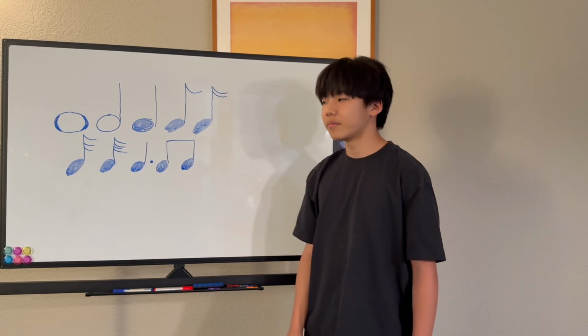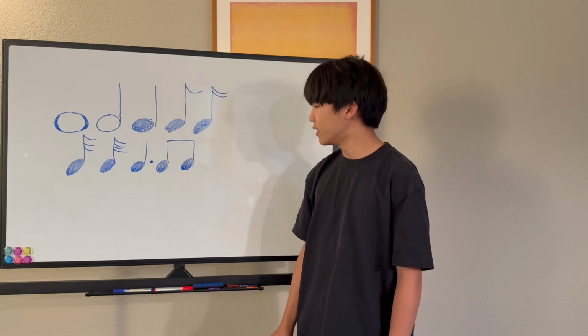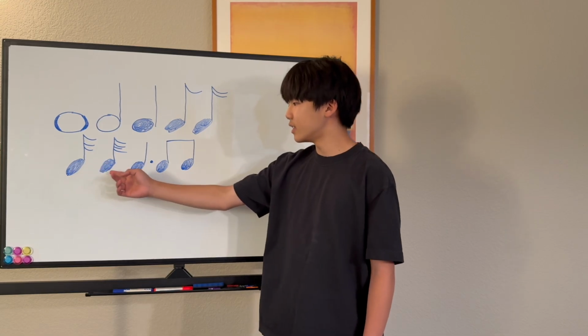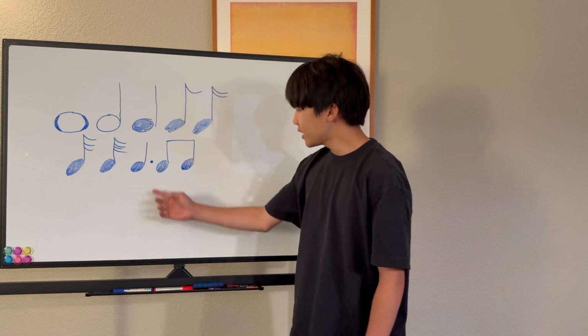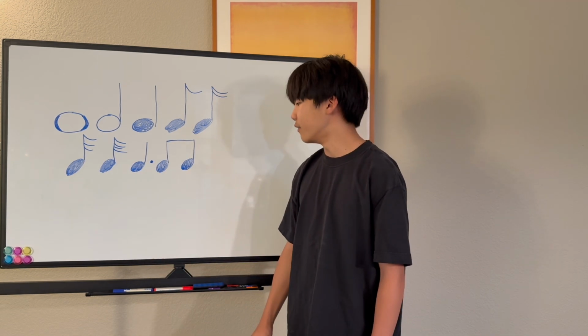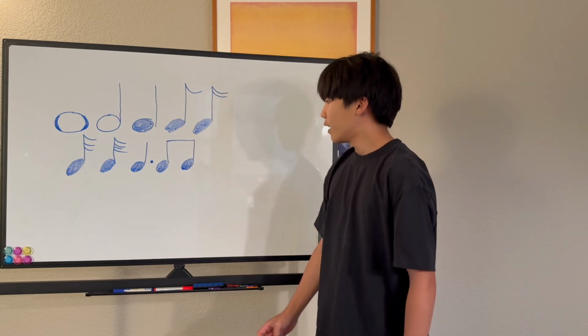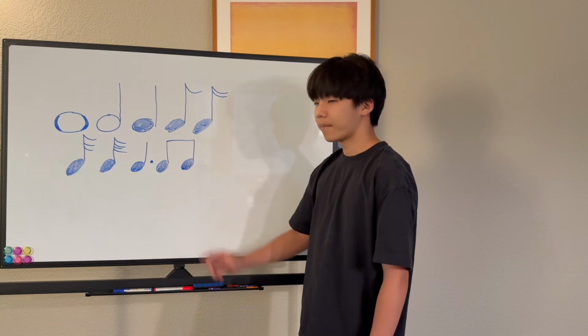There are also shorter notes that aren't used as much, but they're still there. For example, this is a 32nd note, which has 3 flags, and this is a 64th note, which has 4 flags. Dots can also be added next to notes to add 1/2 of the duration of the note onto the note. And notes can also be connected together with this bar.